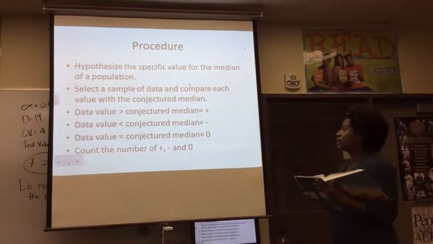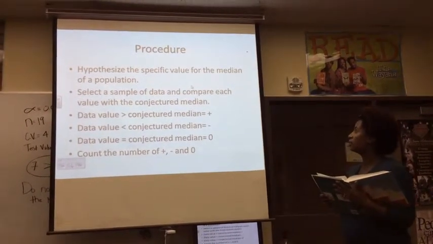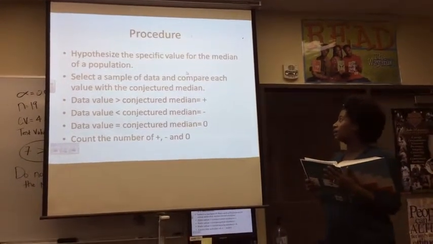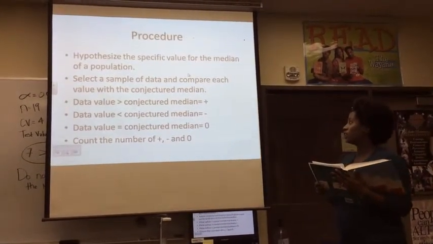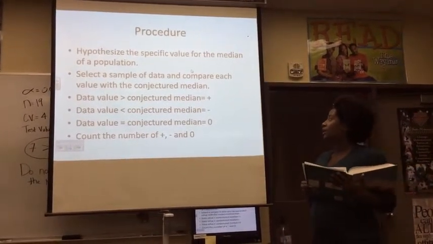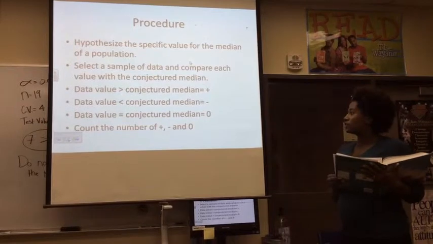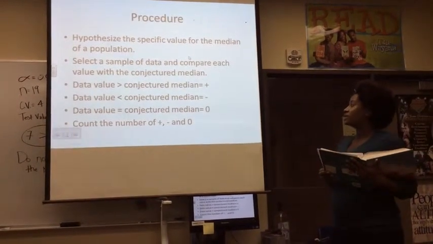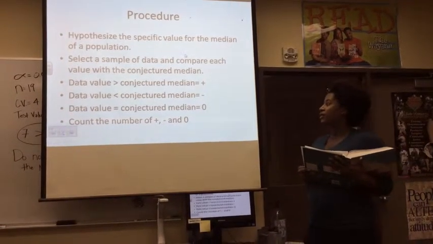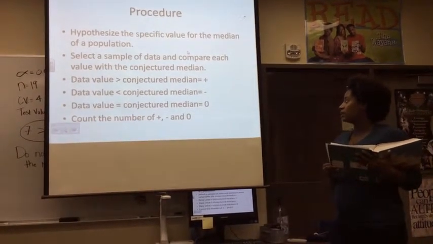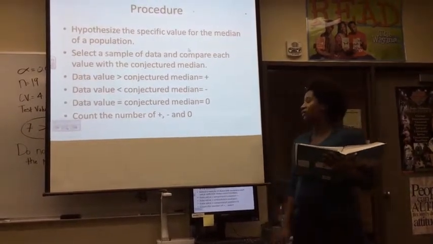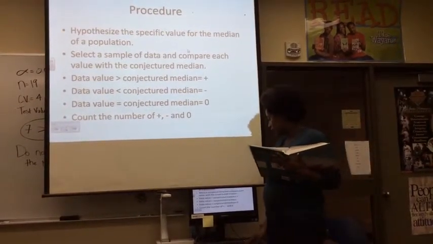The procedure: you hypothesize a specific value for the median of a population. Then you select a sample of data and compare each value with the conjectured median. If the data value is greater than the median, it equals a positive sign. If the data value is less than the median, it equals a negative sign. And if the data value is equal to the median, it equals 0. You count the number of positives, negatives, and zeros you have for the sample.